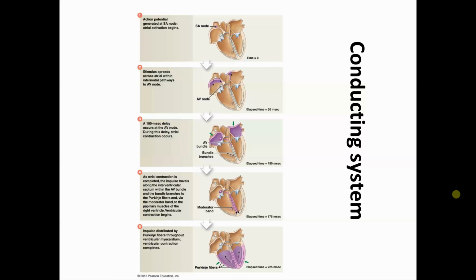There's a 100 millisecond delay, and that allows the atrium to contract, and then the ventricle to contract. So you don't want them to contract at the same time. You want the atrium to be completely done contracting by the time the ventricle contracts. Electrical signal spreads down that interventricular septum through those bundle branches, and then radiates out in those Purkinje fibers. They're all embedded in the ventricles. Then the ventricles contract, and now we're about 225 milliseconds.